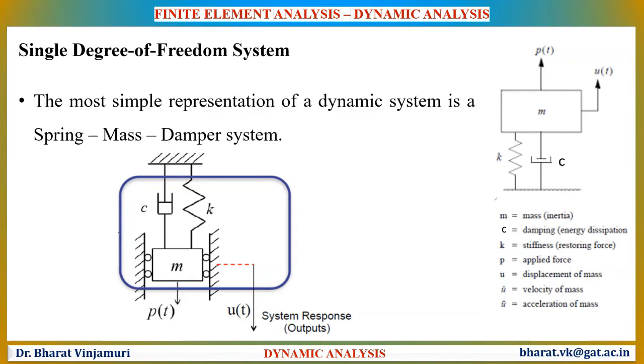The simplest representation of a mechanical system under dynamic loading is a spring mass damper system. A simple mechanical system is schematically shown in this figure. The input applied to the system is represented by the force P of t. The output or the response of the system is represented by the displacement, and the system boundary, which is the region of interest in the analysis. What is outside the system boundary is the environment in which the system operates.